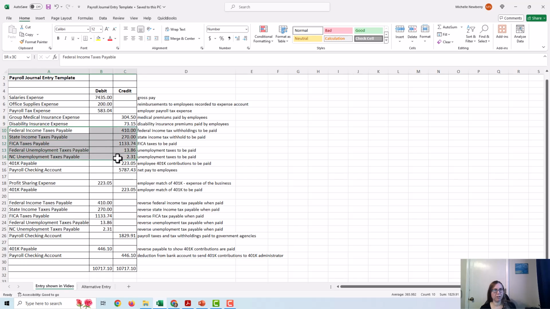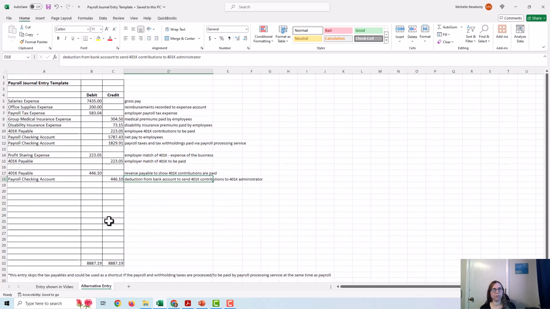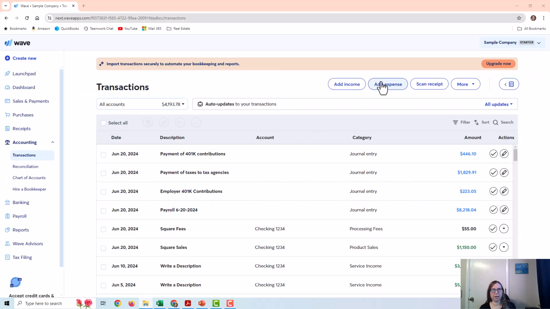If everything is happening at the same time, then a shortcut would be to just skip over these payable accounts and then the reversal of those payable accounts. So that alternative is on my second page. And then what I'm going to do is go over these journal entries in Wave apps. But a journal entry can be input into pretty much any accounting program, and you can add journal entries right here. But before we get into the journal entries, I want to go over some foundational accounting knowledge that would be helpful for you to know if you are doing these entries.